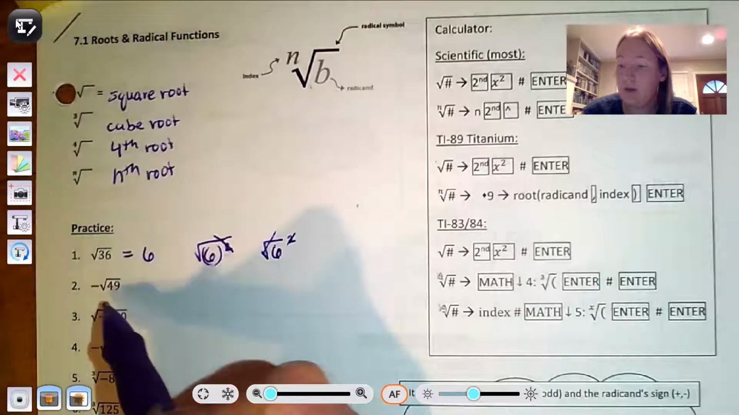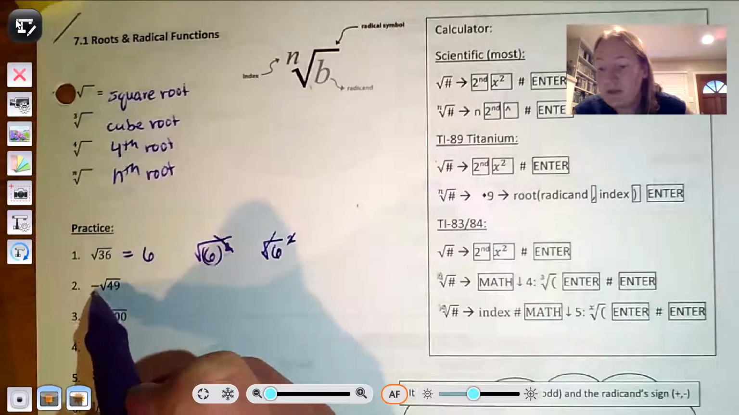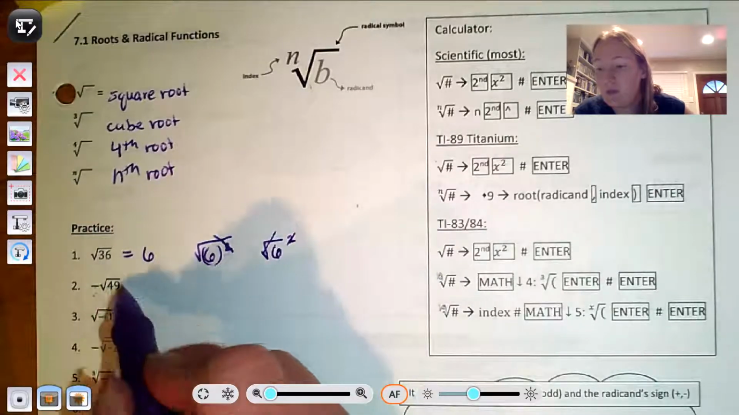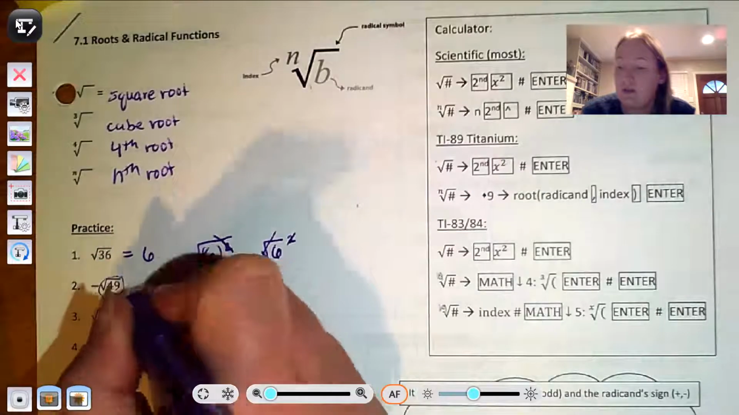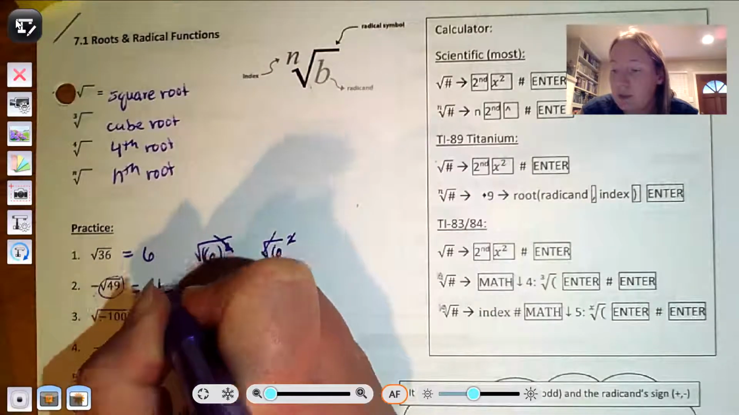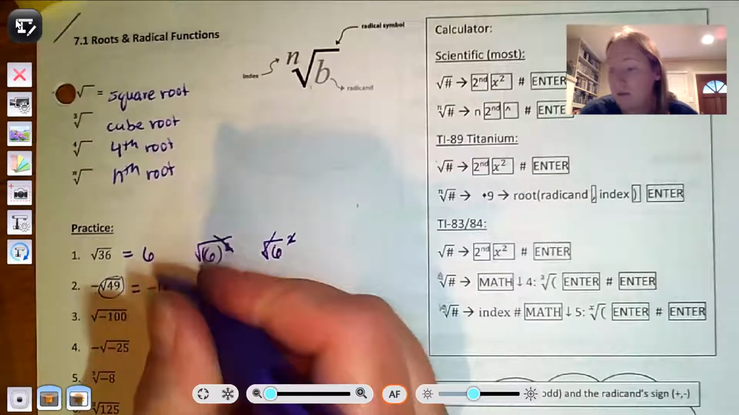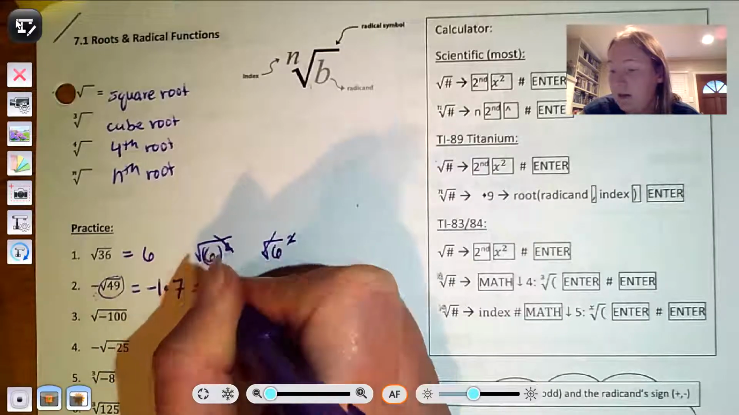The negative in front means the opposite of. In other words, it's -1 times this, so -1 times the square root of 49. We're going to have to figure out what this quantity is. It's like following order of operations. We need to do the parentheses first. This quantity is 7, so it's -1 times 7. So we get -7.